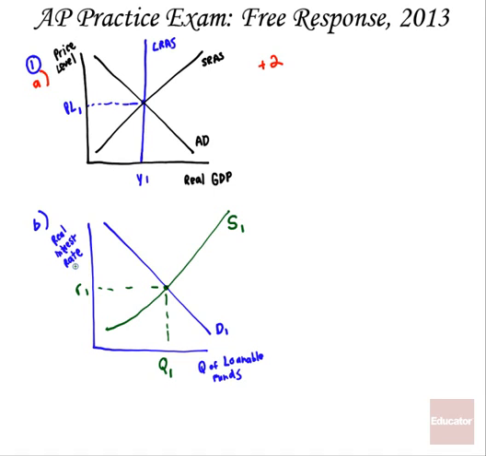Again, it seems kind of minor here, but if you don't really study for this, then you might label the quantity of loanable funds as real GDP. So you want to make sure that all the labeling is squared away.